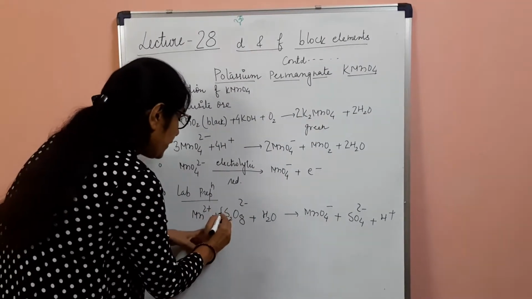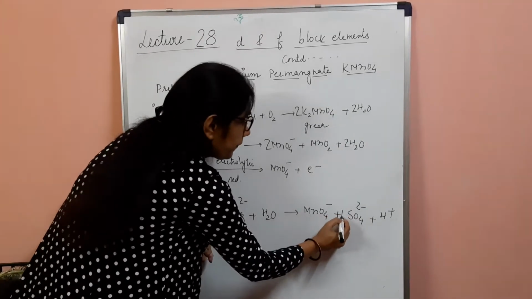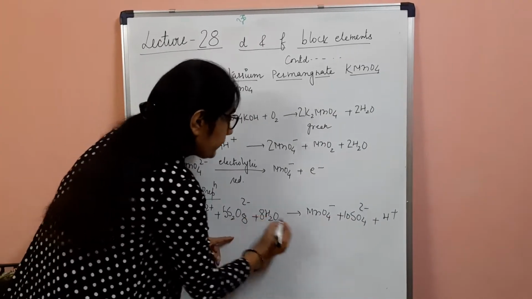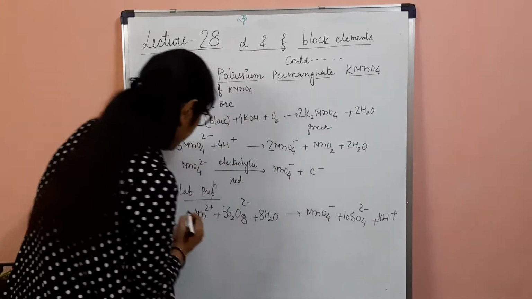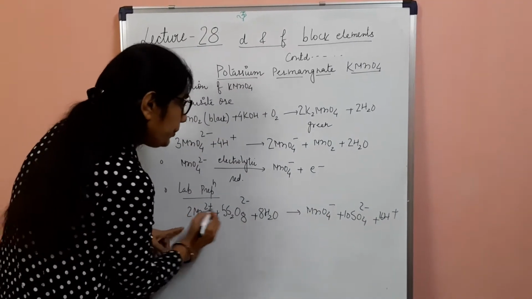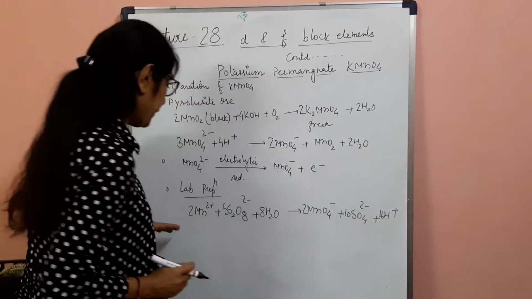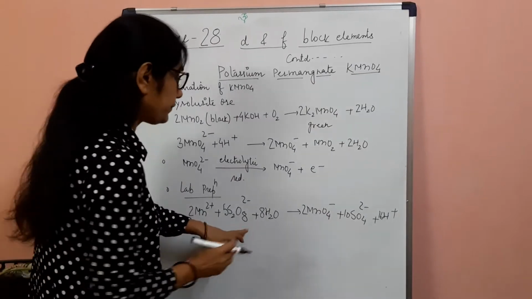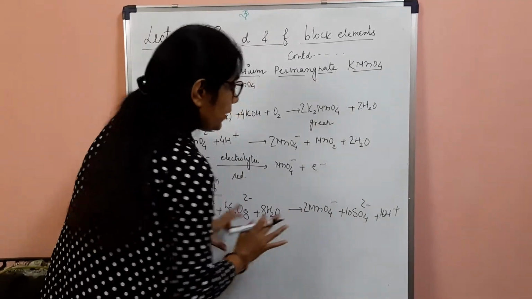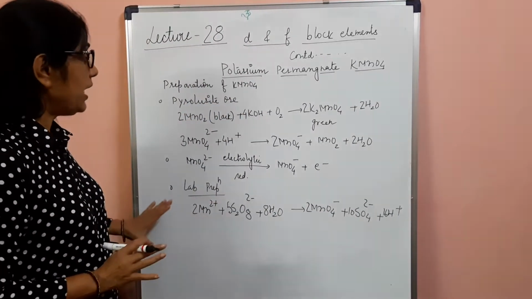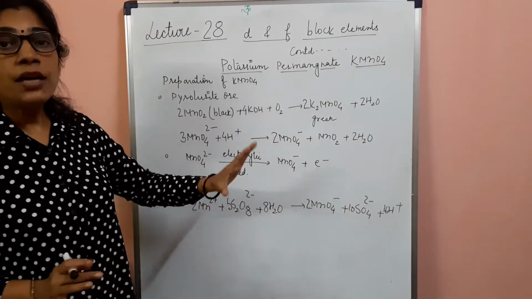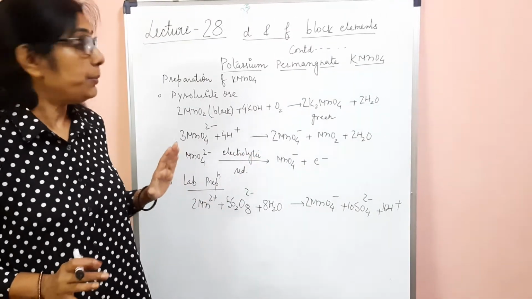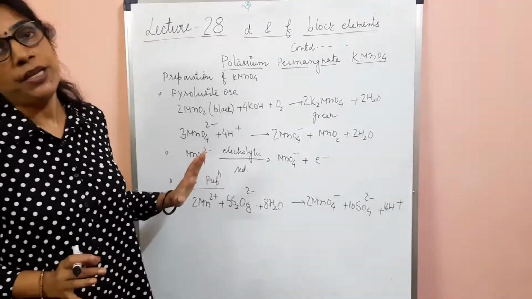So let's balance the equation. Okay, and the charge should also be balanced. Okay, reaction is balanced, charge also is balanced. So these three are the important methods of preparation of potassium permanganate.